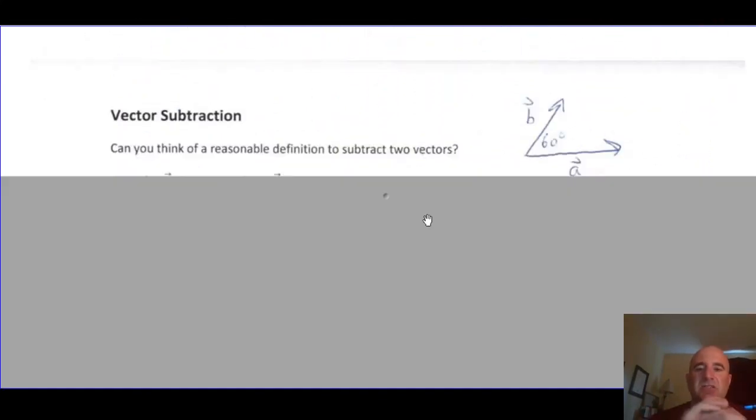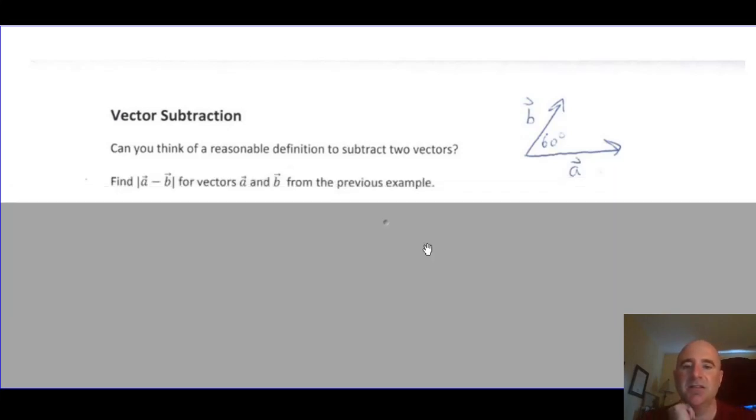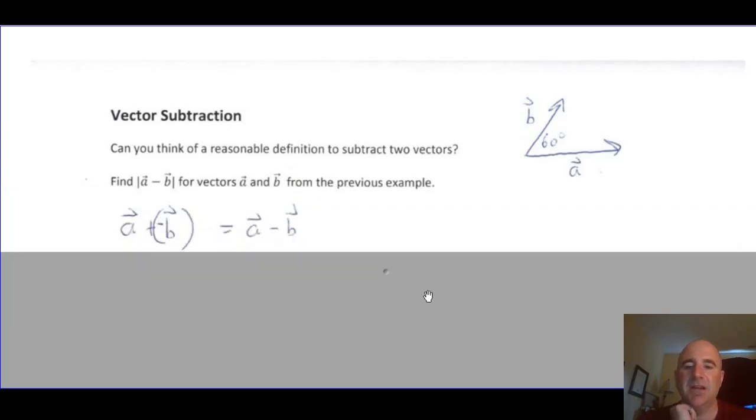I always like to ask students, can you think about how we might subtract two vectors together? So we know how to add two vectors. How about subtraction? We don't usually get an answer to this question because we don't always think about subtraction as really just being addition, but it kind of is. If we want to know what a minus b is, we could realize that that's just adding the negative of b. So a minus b is really just a plus negative b.